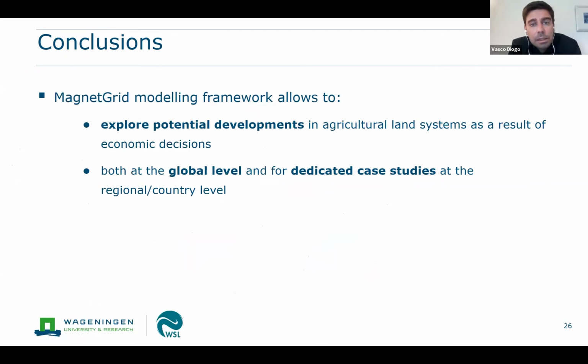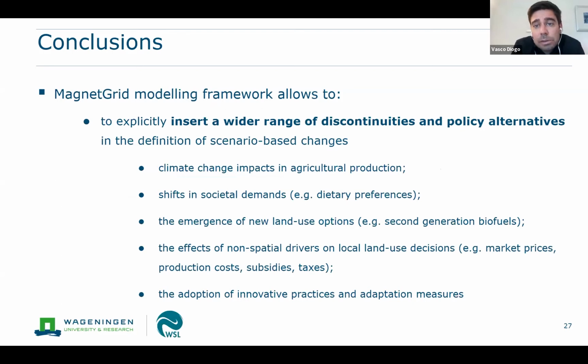To conclude, this new modeling framework allows us to explore potential developments in agricultural land systems that are an outcome of economic decisions, and it can be applied both at the global level and for dedicated case studies at the regional or country level due to its flexible modular structure. It also allows us to insert a wider range of discontinuities and policy alternatives than conventional land use models based on statistical analysis, since it allows us to incorporate known spatial drivers explicitly, and as such, have a wider range of policy scenarios, and also including societal demands such as dietary preferences, the emergence of new land use options such as second generation biofuel crops, and also the influence of economic factors such as market prices, production costs, subsidies, and taxes.